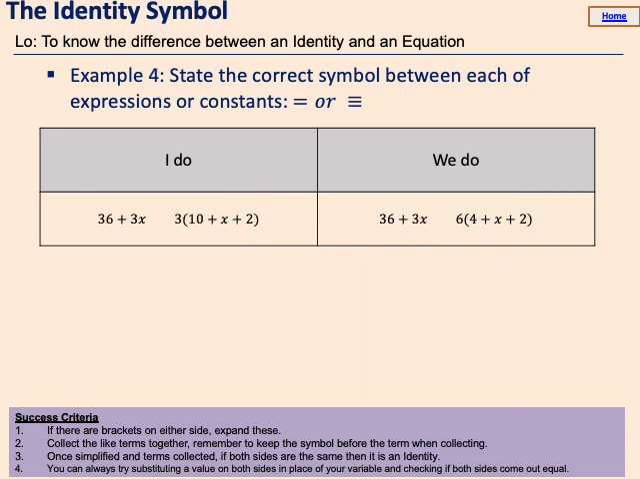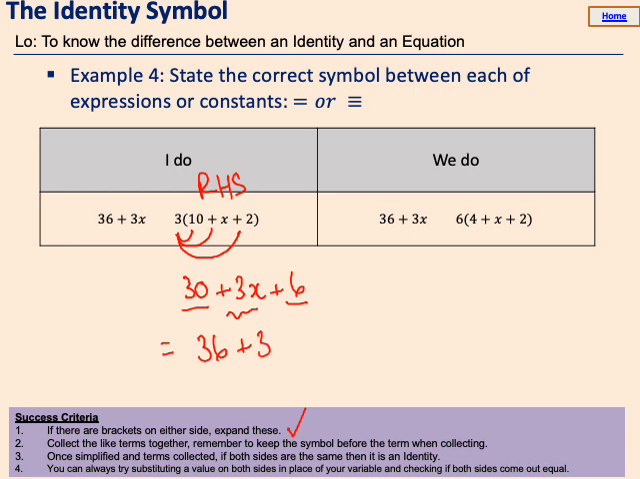Okay, so now we've got some brackets to expand. So that is the first on our success criteria. So we need to look to the right-hand side. This can be simplified. So let's multiply 3 by every term. So 3 times 10 gives us 30. 3 times x gives us 3x. And 3 times 2 gives us 6. So we can simplify this now. We have 30 and 6, so we have 36. And then we still have the 3x.